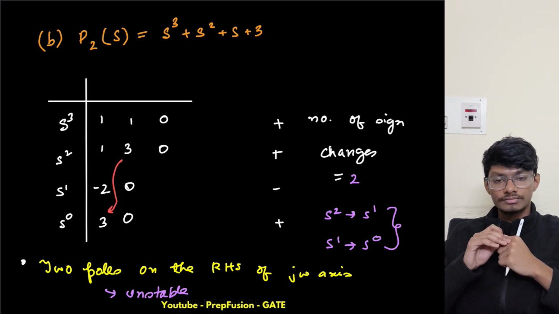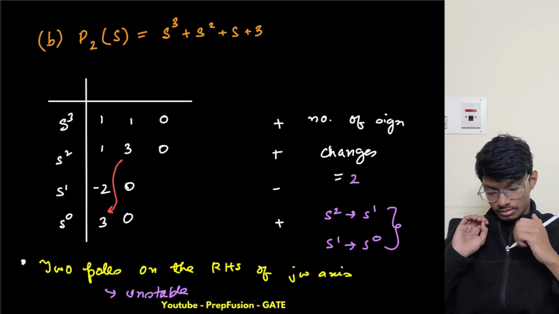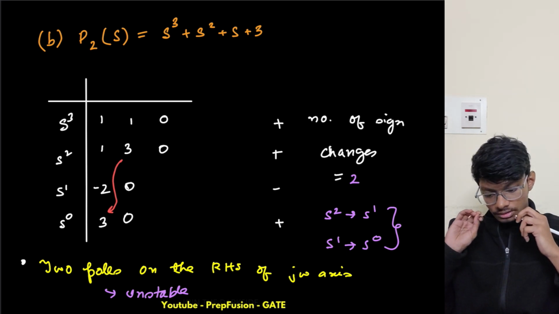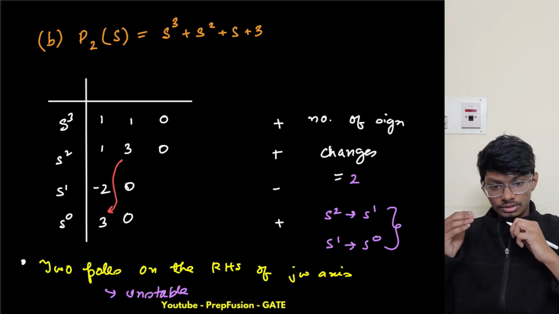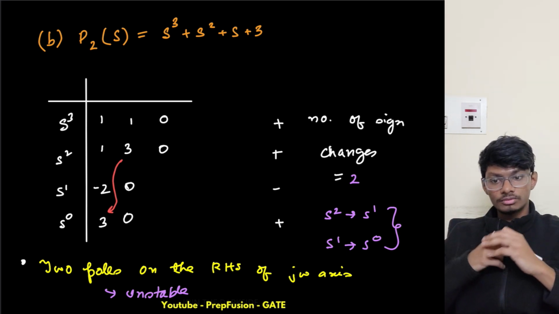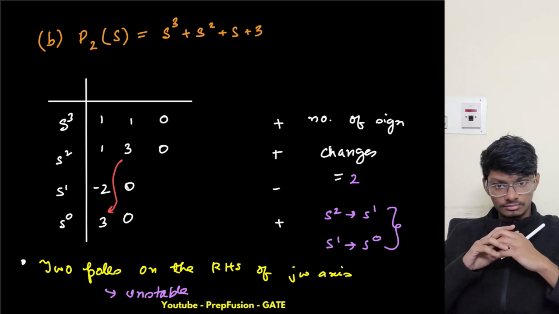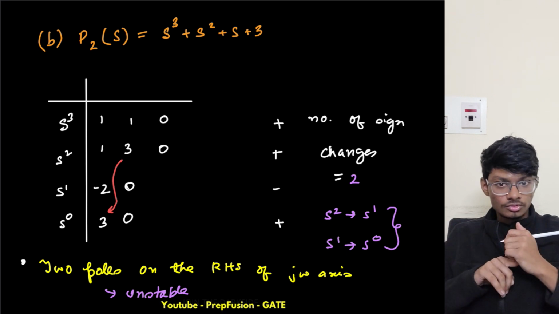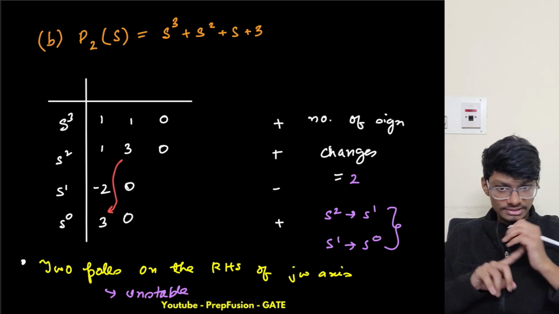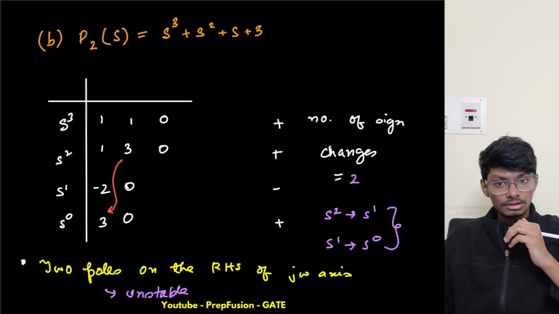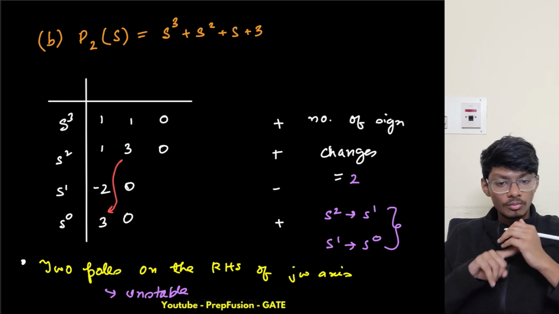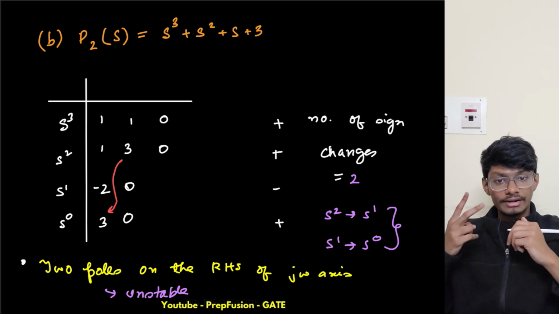Let's see. Firstly, will it be on the imaginary axis, or will it be on the complex? Will it be complex conjugate? Basically, it can't be complex conjugate. It will either lie on the imaginary axis or on the real axis, the negative real axis. Why can't it be complex conjugate? Because I need two poles.